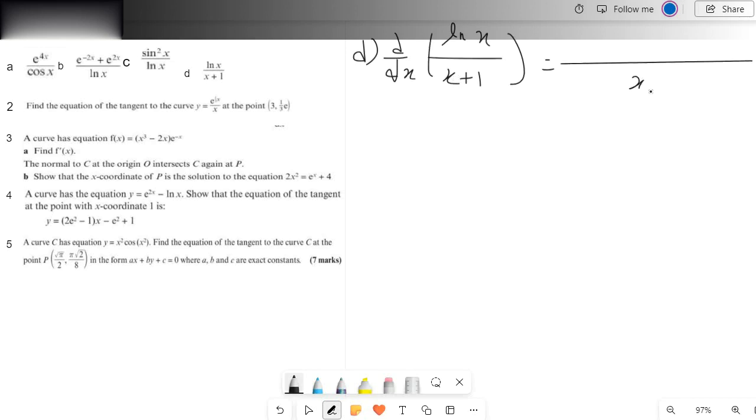Applying the quotient rule, we have x plus 1 whole squared at the bottom. At the top we have x plus 1 multiplied with the d/dx of ln x, subtracted with ln x multiplied with the derivative of x plus 1.